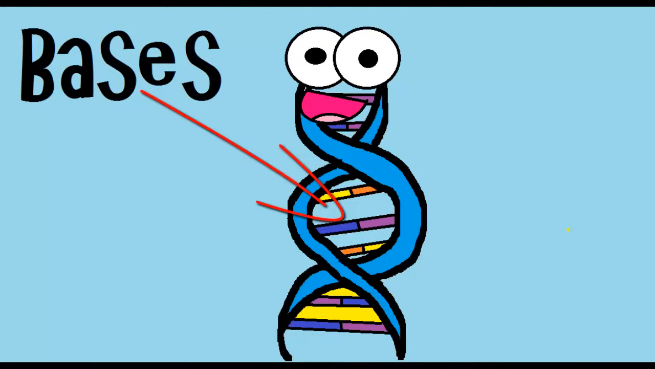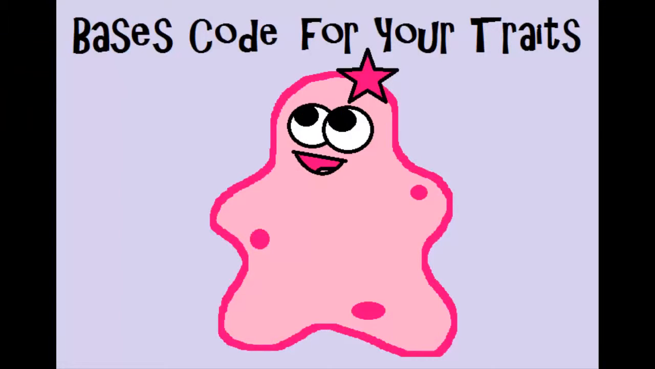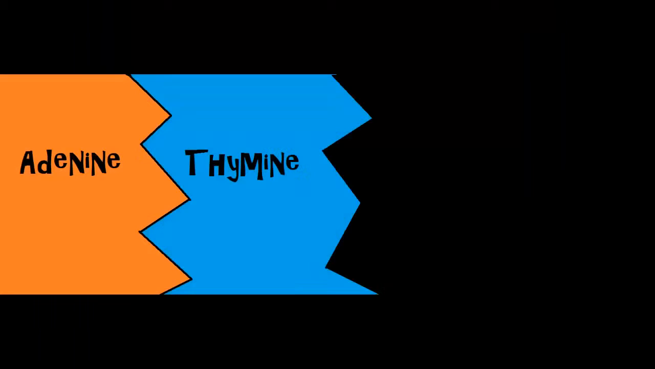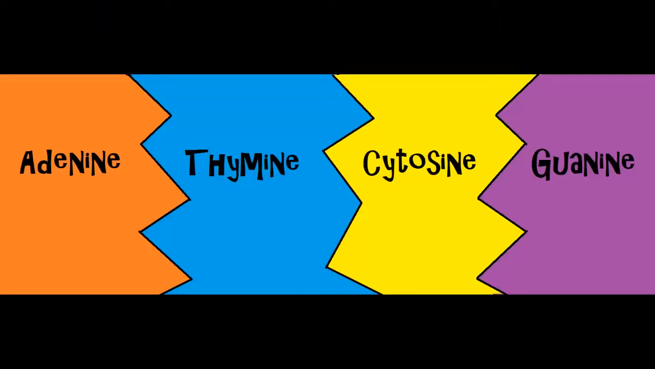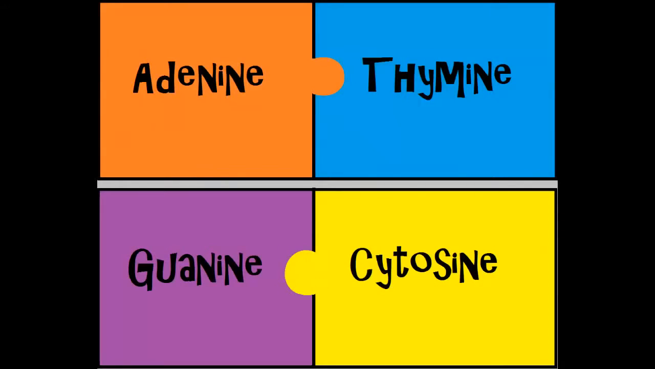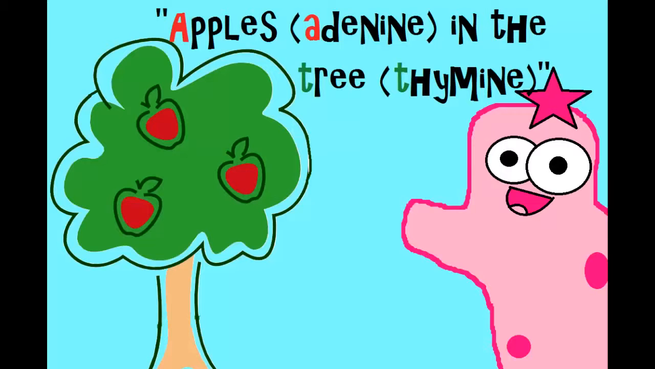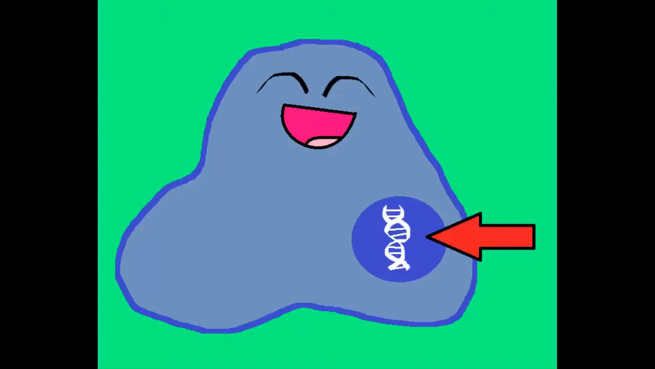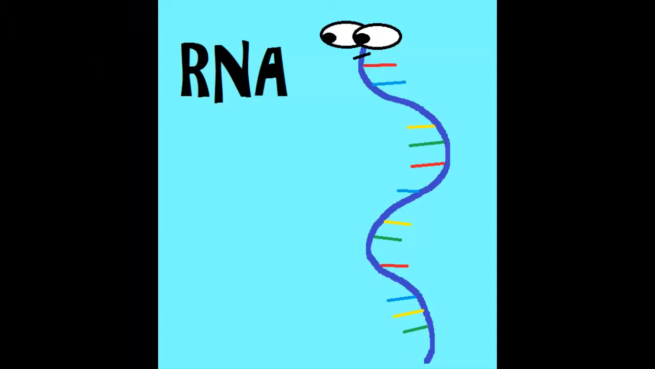Remember, the bases are really important because they actually code for the traits. So the bases are adenine, thymine, cytosine, and guanine. And they go together like this. If we remember the little mnemonic device, apples in the tree, that helps you remember A goes with T, and car in the garage, so C goes with G. Also, DNA is found in the nucleus. So those are all things about DNA.